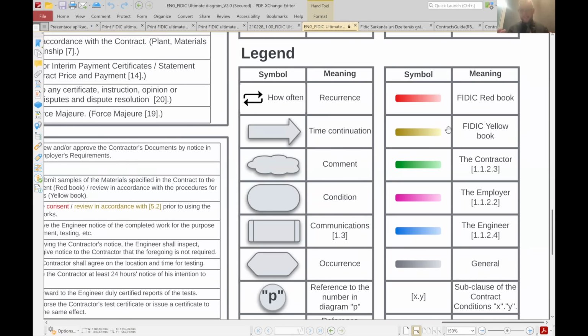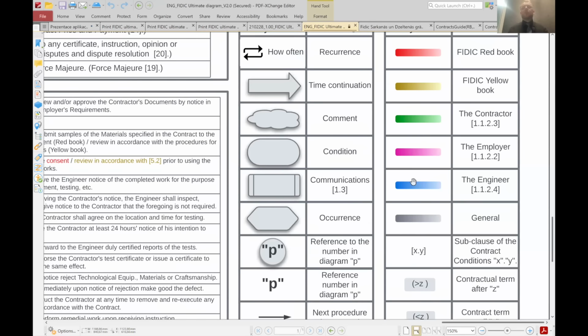Next, we have the shape of the parties, okay? So the green one is the contractor, the purple one is the employer, the investor, and the blue one is the engineer. Gray is just the general color. And I would like to make a quite important point right now.